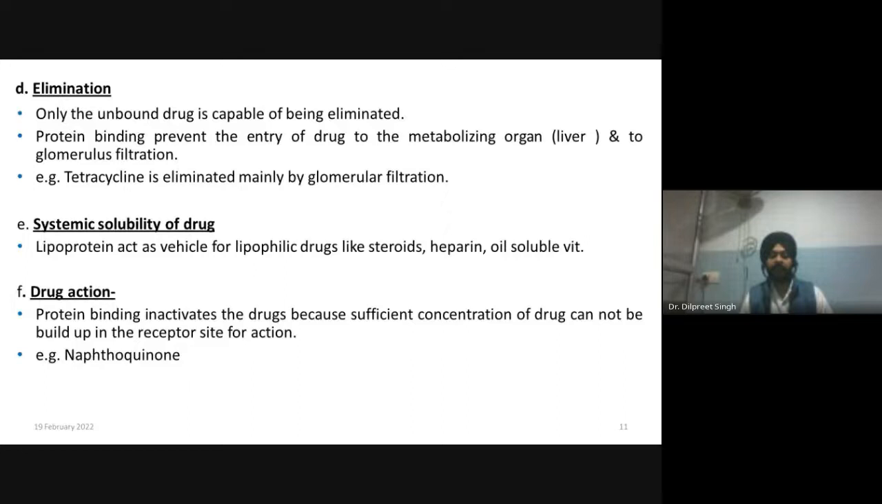Protein binding prevents the entry of a drug to a particular metabolizing organ like the liver and to the glomerular filtration. So, for example, tetracycline. Tetracycline is eliminated mainly by the glomerular filtration. E is the systemic solubility of the drug. So, lipoprotein acts as a vehicle for the lipophilic drug like the steroids, heparin, or oil-soluble vitamins. So, it can improve the systemic solubility of a drug.